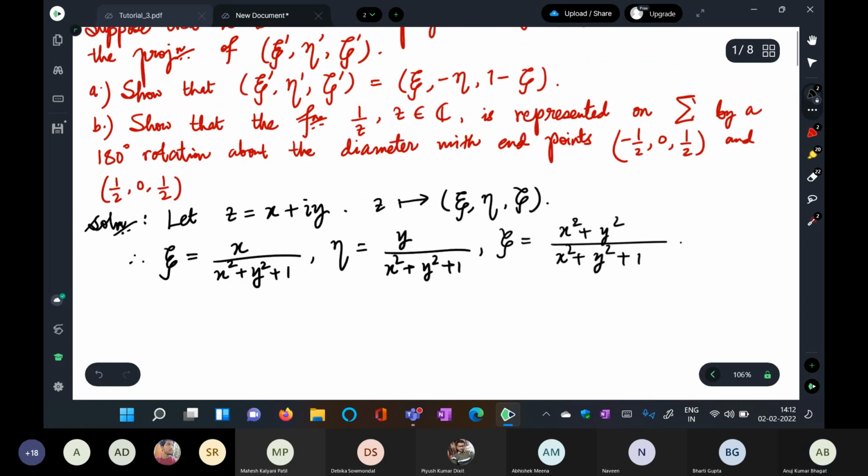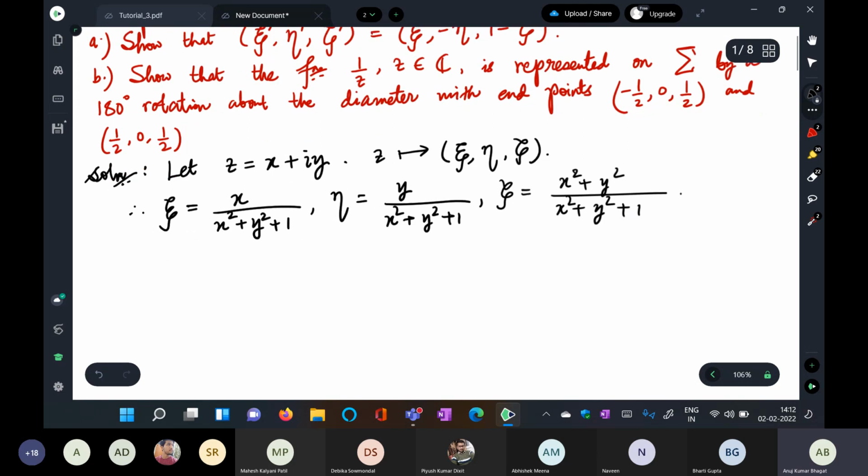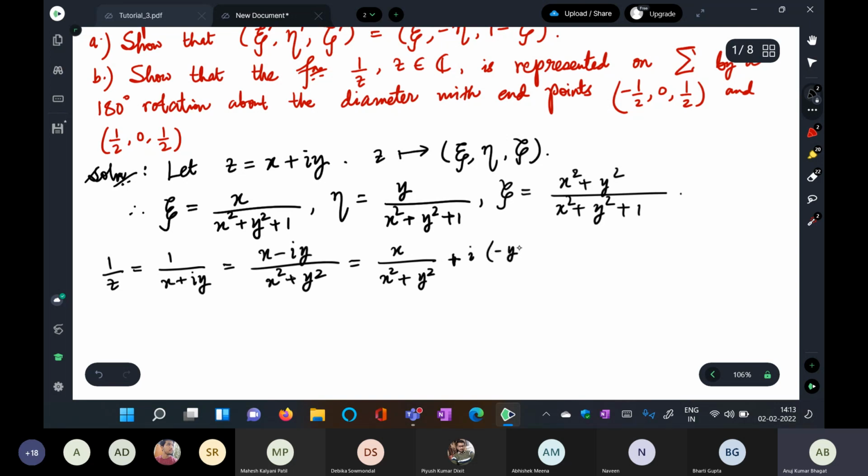So you have to find the image of 1 by z under the stereographic projection. So 1 by z will be nothing but 1 by x plus iy. If you simplify this, this is x minus iy by x square plus y square, and that is nothing but its real part is x by x square plus y square, and the imaginary part is minus y by x square plus y square.